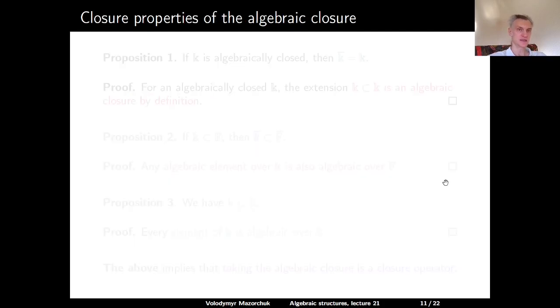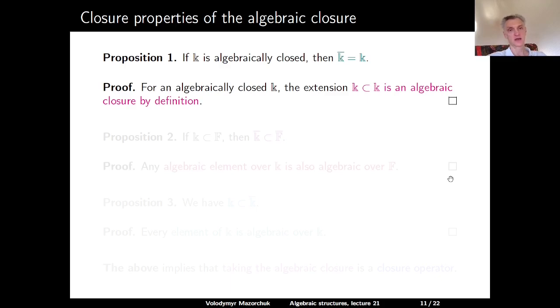Now let us discuss the terminology algebraic closure. So the meaning of the word closure. Observation 1. If K is algebraically closed, then the algebraic closure of K is equal to K. Proof: for an algebraically closed K, the extension of K inside K is by definition an algebraic closure, and we know that it is unique.